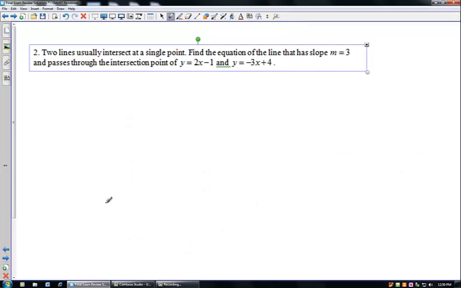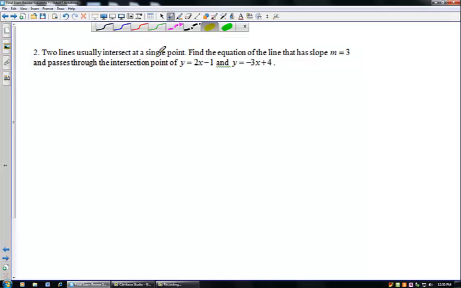Next problem. So going on, number 2. Number 2, let's use a highlighter here. It says two lines usually intersect at a single point. We want to find the equation of a line that has slope 3 and passes through the intersection point of these two lines. All right, so remember, to find the equation of a line, you need slope and point. We have slope, which means we want to find the point.